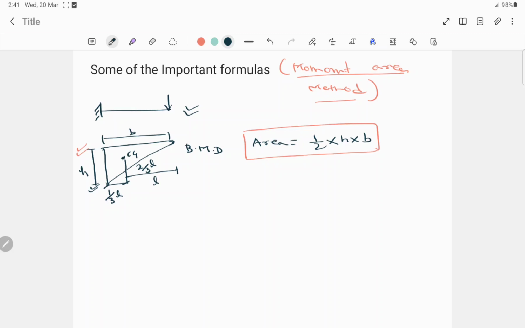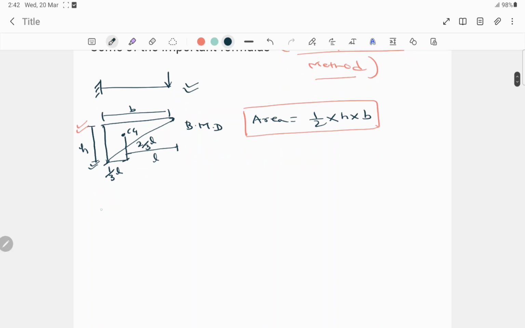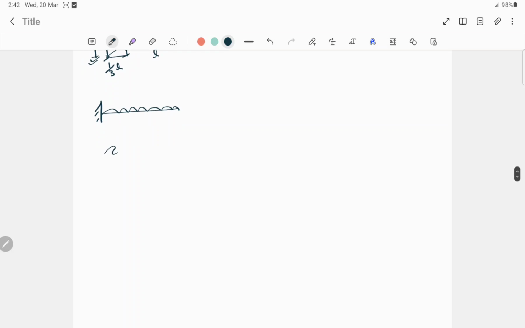Okay, now again suppose it's a cantilever beam. Here in the previous case a point load was acting. Now here a UDL load is acting. So in this case the bending moment diagram will be like this. It will be parabolic.